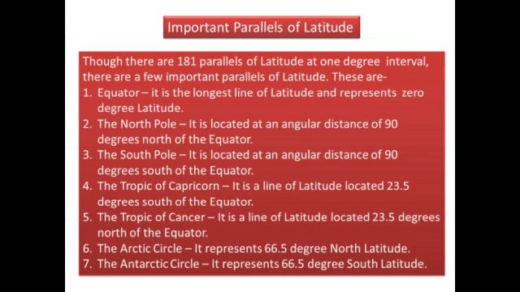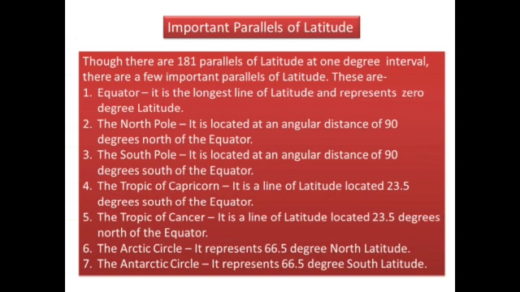Important parallels of latitude. Though there are 181 parallels of latitude at 1 degree interval, there are a few important parallels of latitude. These are equator. It is the longest line of latitude and represents 0 degree latitude. The North Pole. It is located at an angular distance of 90 degrees north of the equator. The South Pole. It is located at an angular distance of 90 degrees south of the equator.